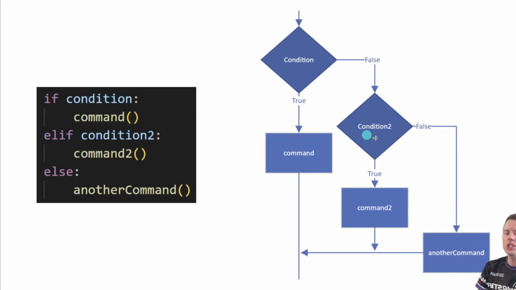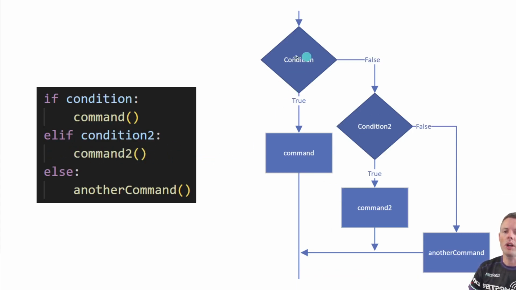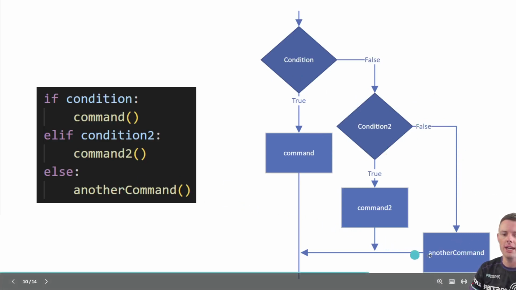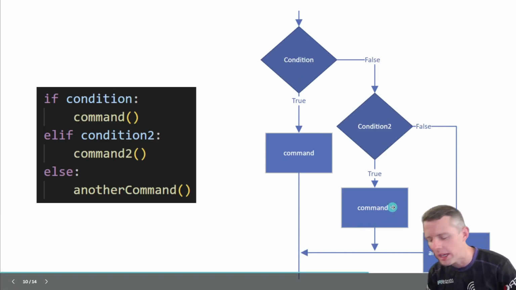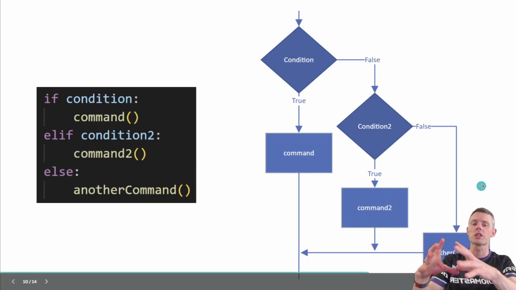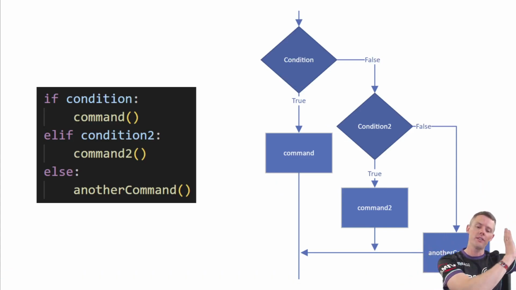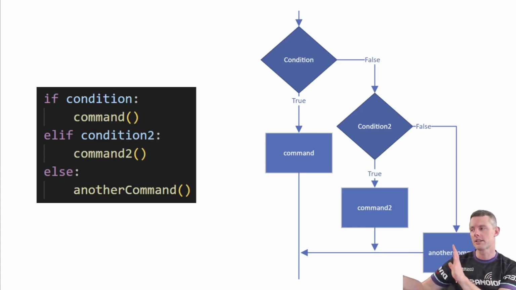What if condition 1 is false? Well, then it goes down this path and checks if condition 2 is true. If it is, run command 2, go back to normal. That would be this one just here. What if this is false and this is false? Well, then we go down and we just run another command and then we go back to normal. I hope that makes a little bit of sense. This is a flowchart representation of what's going on with these if statements. It allows you to make branches of code and have some code run and some code not run. Simple as that.